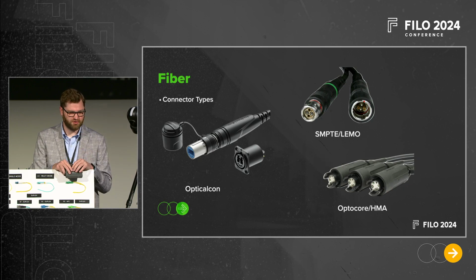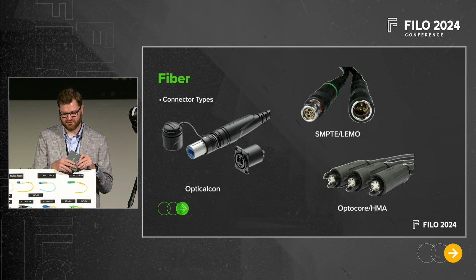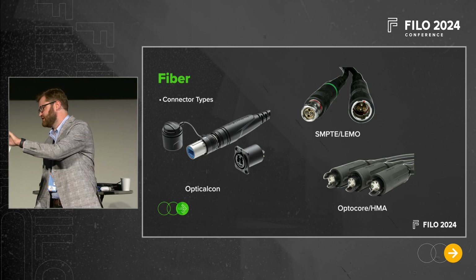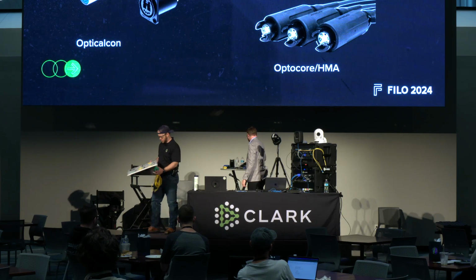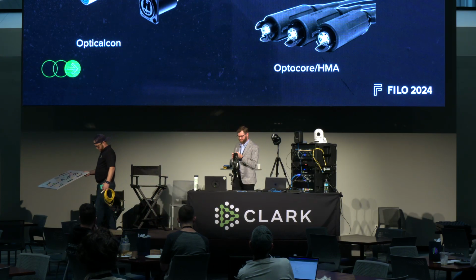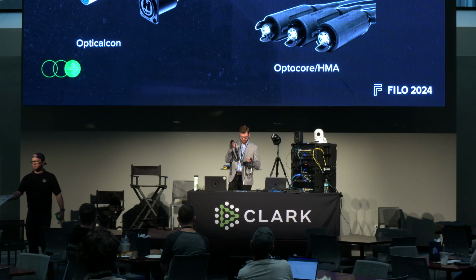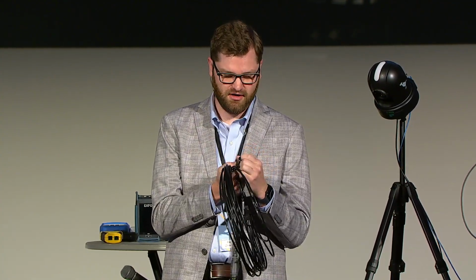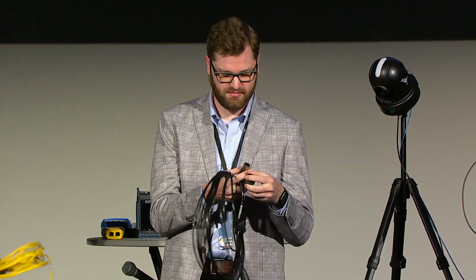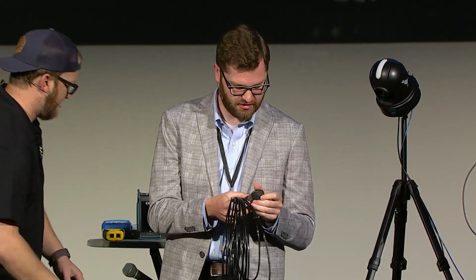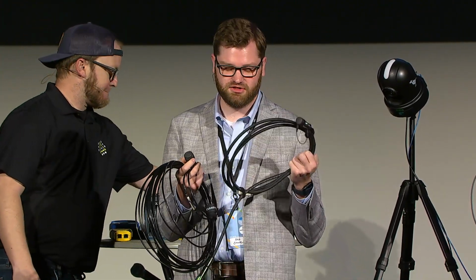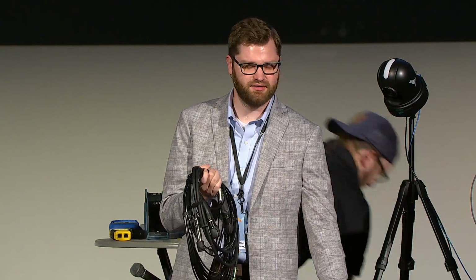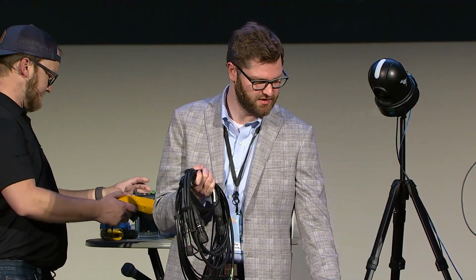And then in the production world, we have tactical options that are really robust and pretty bulletproof. I'm going to pass this around if you guys want to take a look at that. So we have optical con connectors, which are self-sealing. So these guys keep dust from coming in the connector. There are some little flaps that open up when you plug them in, and it keeps you from having to clean them as often. And then we also have camera fiber. SMPTE LEMO is pretty common. And then like Opticore HMA, that's what we use for DiGiCo consoles as well.